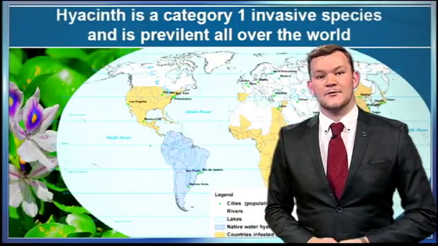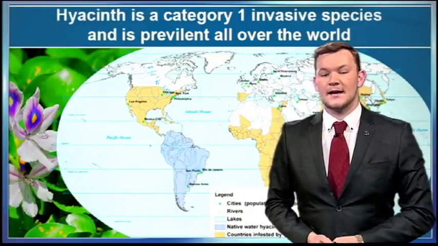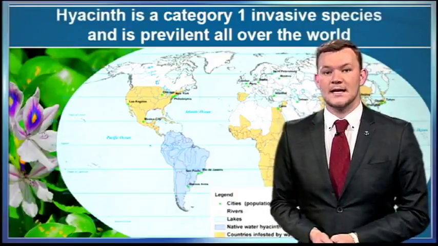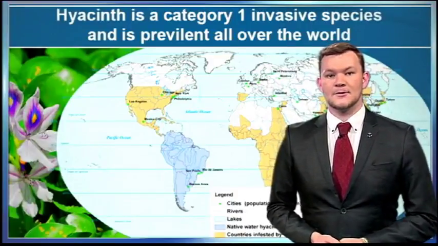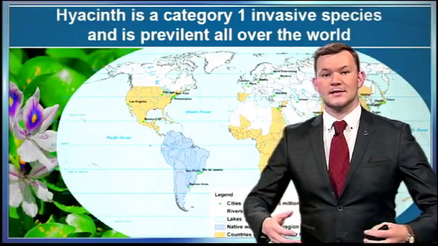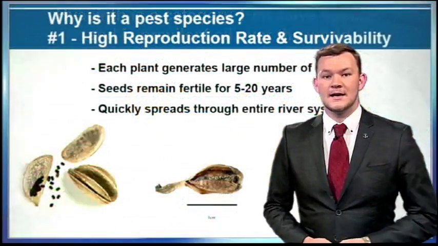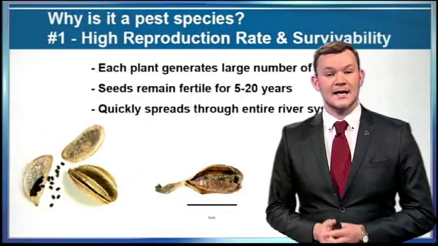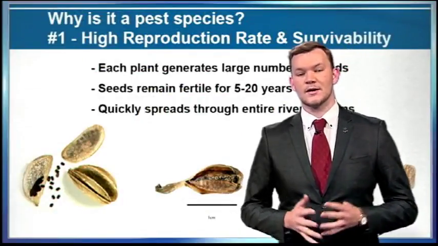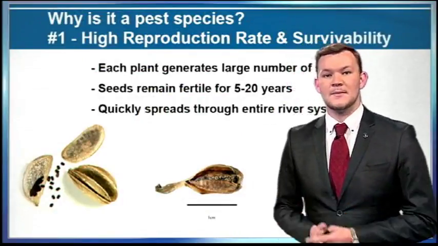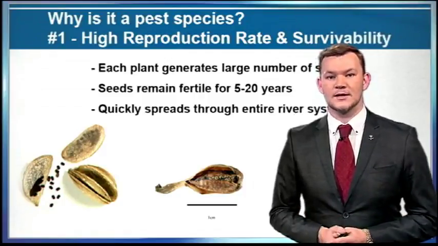But where does it really come from? Well, it's from South America, and we see it very, very prevalently indeed in the Amazon basin. So, of course, there we see a lot of vegetation, a lot of plant life. So the plant is very, very adept at surviving, and that is one of the reasons why we call it a pest species and an invasive pest species, and this is why it is restricted.